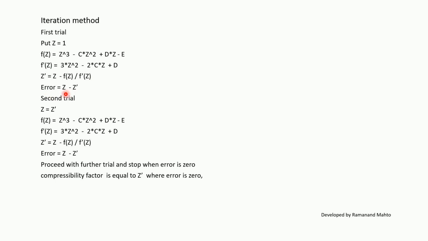Then error is Z minus Z dash. Next trial, now put Z is equal to Z dash. So now Z is replaced by Z dash. C and D are known. So Fz is calculated. Similarly, F dash Z is calculated. Then Z dash is calculated. Again error, Z minus Z dash, this minus this is calculated. So proceed with further trials and stop when error is 0. Compressibility factor is equal to Z dash when error is 0.